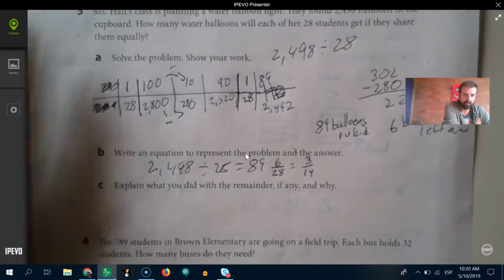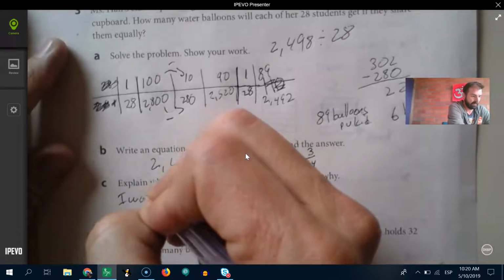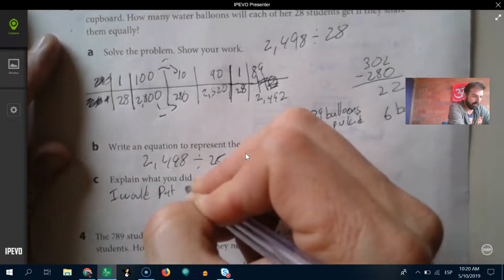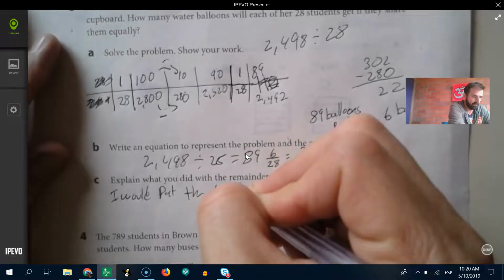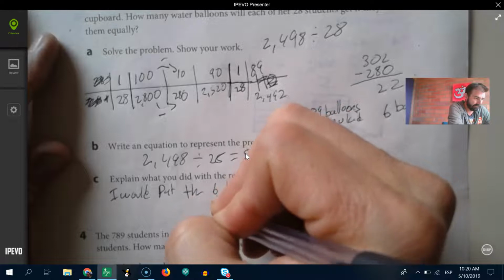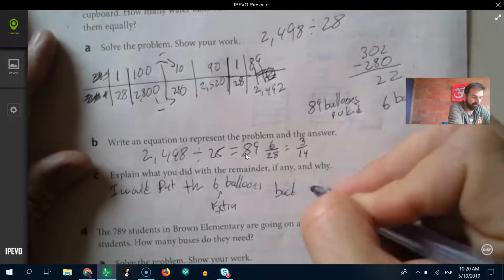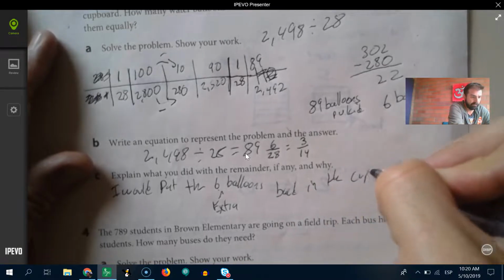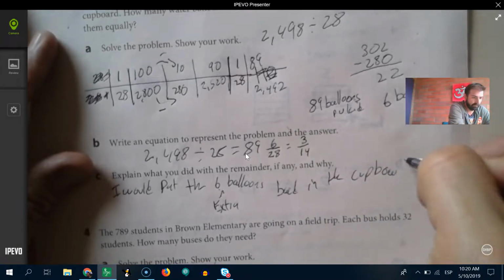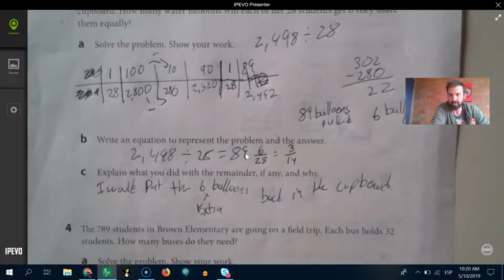Explain what you do with the remainder, if any, and why. I would put the 6 balloons, or 6 extra, back in the cupboard. Because it needs to be equal, right? And so you can't take the balloons and split them up and give them to people. That wouldn't work out. So, yeah, I got all 4 points.